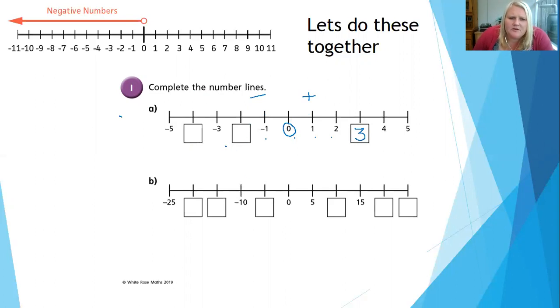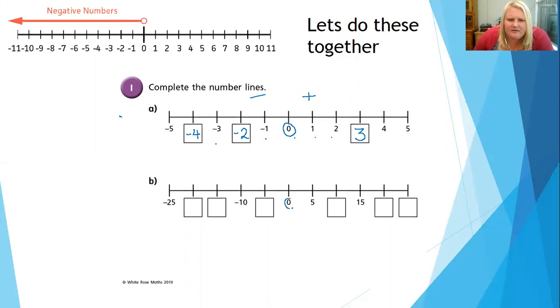If we go -2, -3, what's missing from between there? Shout it out for me. That's right, it'll be -2, -1, -2, -3. What would come next? -4, well done. -4, -5. Okay, what about this number line?